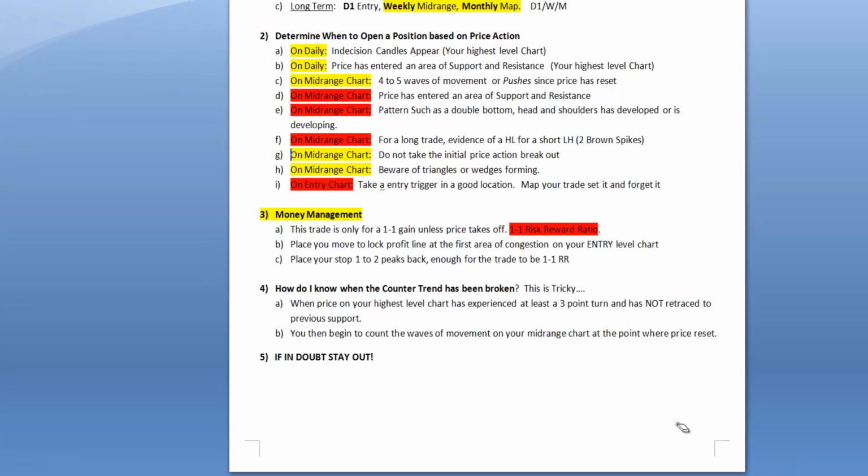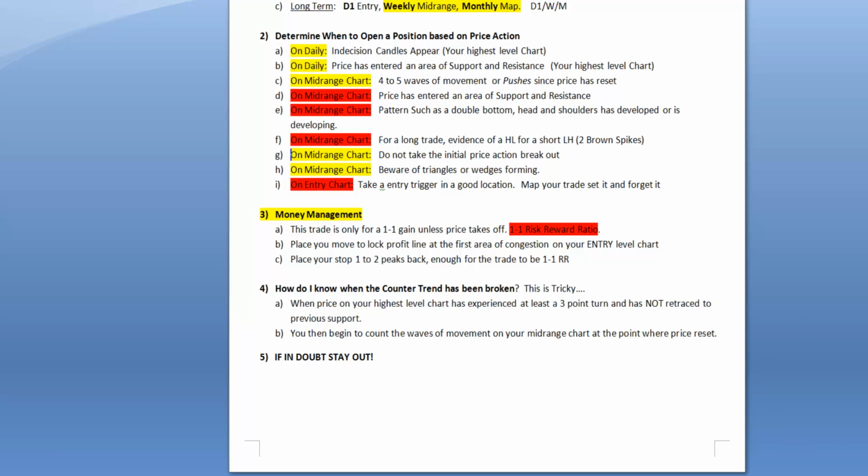How do I know when a counter trend trade has been broken? This is tricky, but basically when price on your highest level chart has experienced at least a 3-point turn, you have to look at the number of higher highs, higher lows. And usually if I see a pattern of 2 to 2, that means price is reset. But number 5 is the biggie, just like when I started this video. If in doubt, just plain stay out.